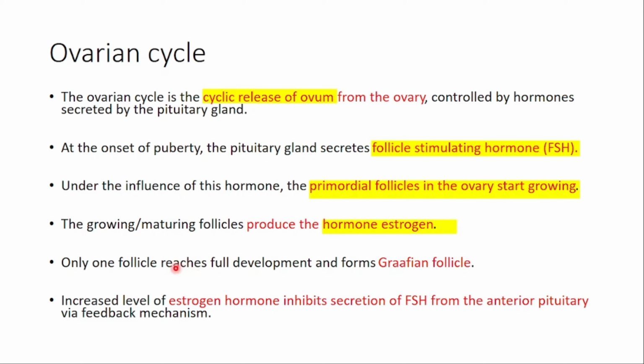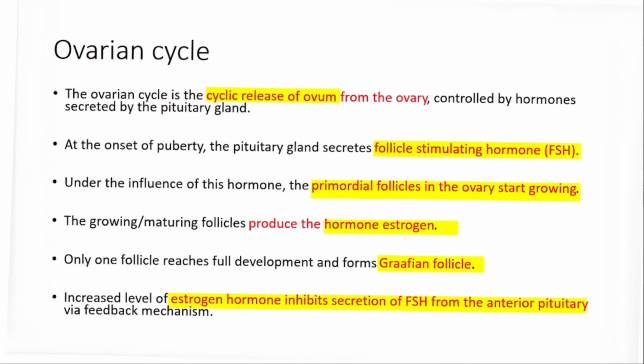However, among the developing follicles, only one reaches full development and is called the Graafian follicle. An increased level of the hormone estrogen inhibits the secretion of follicle stimulating hormone from the anterior pituitary gland via negative feedback, reducing the pituitary release of follicle stimulating hormone.